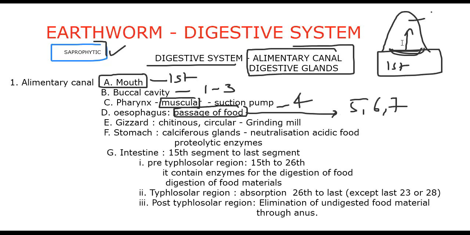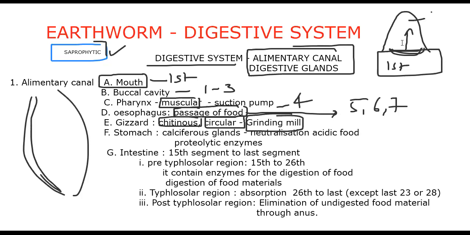Next, gizzard. Gizzard is chitinous, with a high amount of circular muscle, and it is going to crush the food material. That's why we say the gizzard acts as a grinding mill. The inner lining of the gizzard is chitinous, and that's why it is helpful for the crushing of food materials.